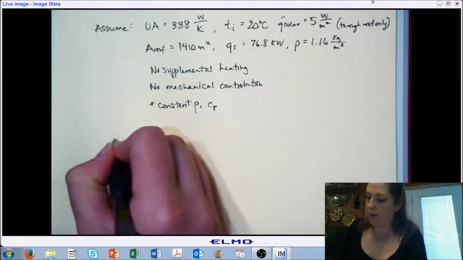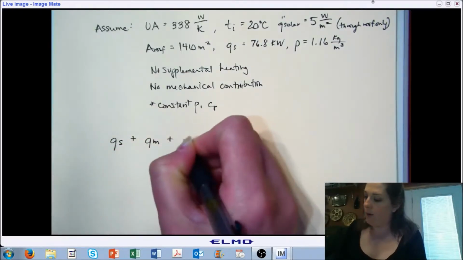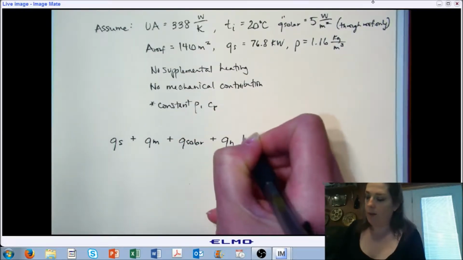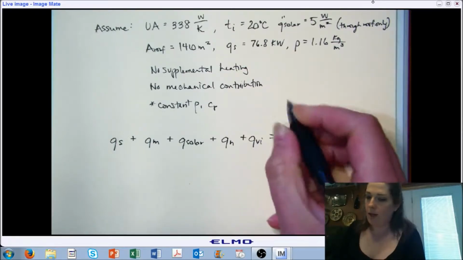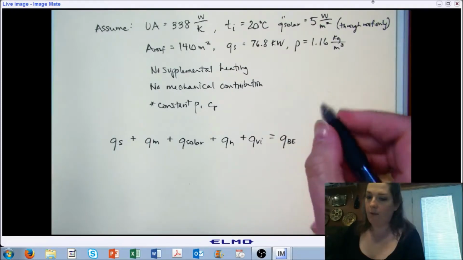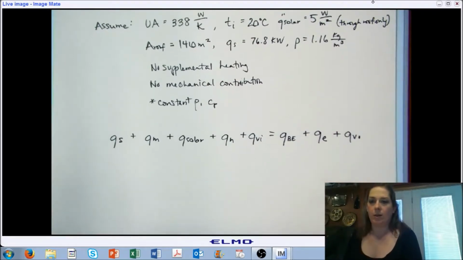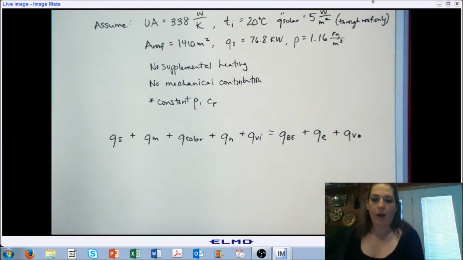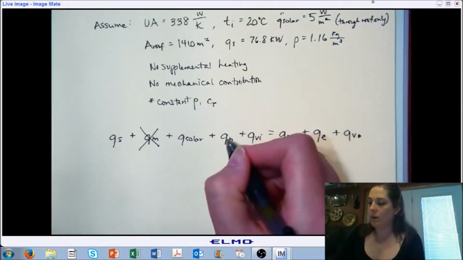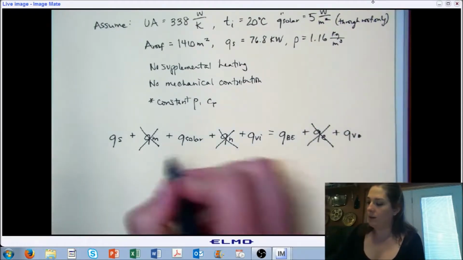So let's again review our equation. Sensible energy gain plus mechanical plus solar plus supplemental plus what's coming in due to ventilation is equal to transfer through the building envelope plus anything due to evaporation plus ventilation that's leaving the building. All right, and then we know that we don't have mechanical, we don't have supplemental heating, and unless we're working with plants, the evaporative losses are not significant.